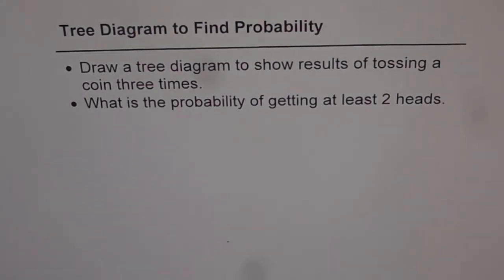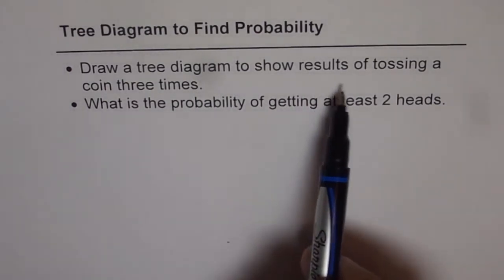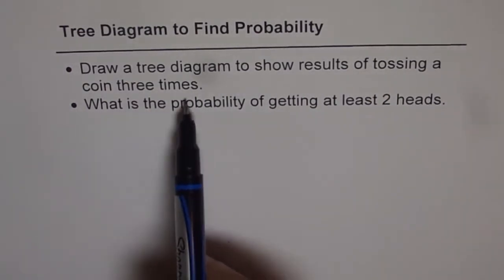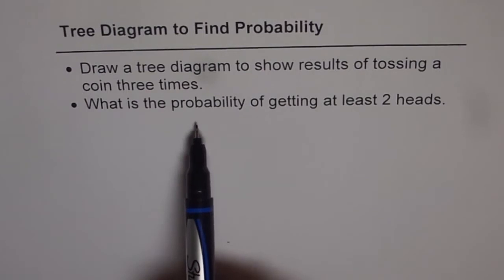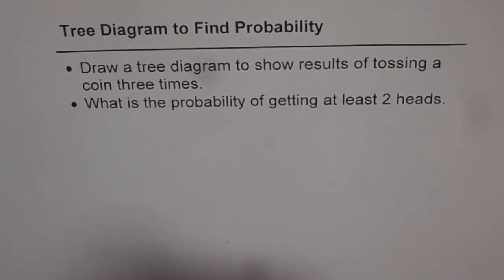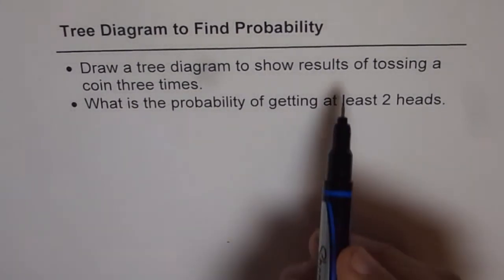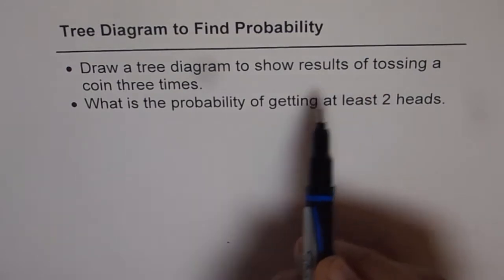Let us try to understand how a tree diagram helps to find probability. The question here is, draw a tree diagram to show results of tossing a coin 3 times. What is the probability of getting at least 2 heads? So let's first see how to draw a tree diagram to represent 3 tosses.